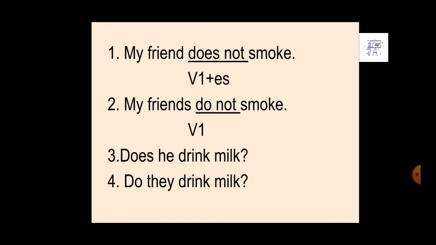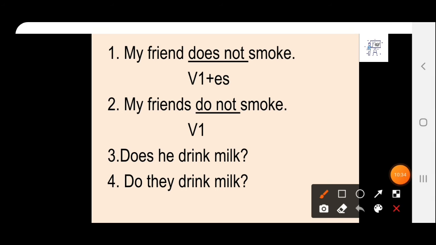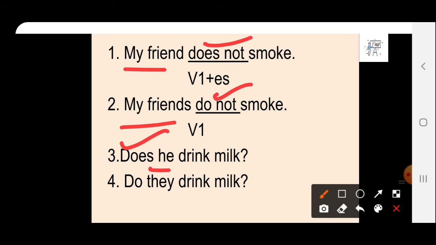Now, some more examples I have taken in negative and interrogative, explaining the same concept. My friend does not smoke. My friends do not smoke. Here, the use of verb is changed according to the singular and plural. My friend, singular, does not. My friends, plural, do not. Are you getting my point here? Yes. Next is, does he drink milk? He does. Do they? They is here. That's why we are using here do.